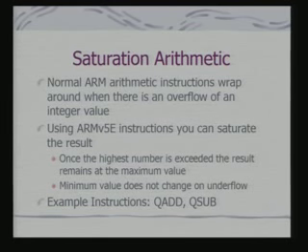So, this is saturation arithmetic, and for that you have got additional instructions. These instructions are typically indicated by Q as the first letter. I have given two examples, QADD and QSUB. In this case overflow or underflow will keep the value of the corresponding result register at the maximum or minimum.